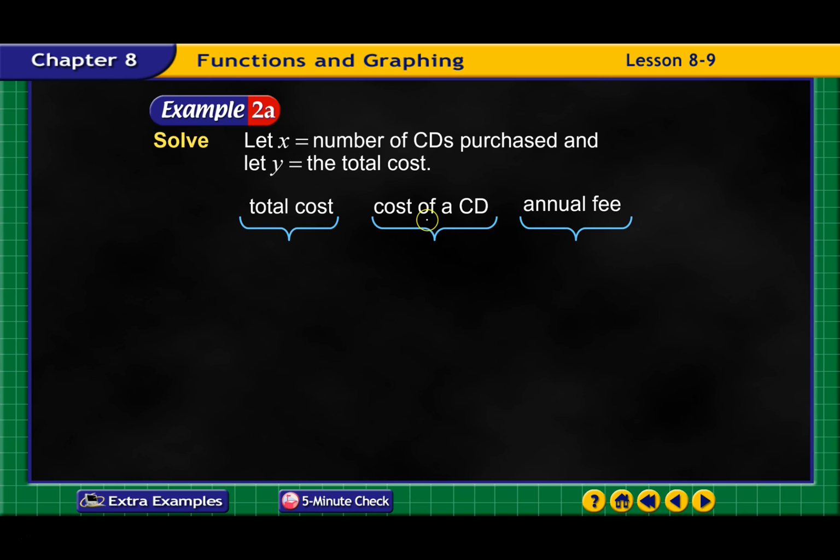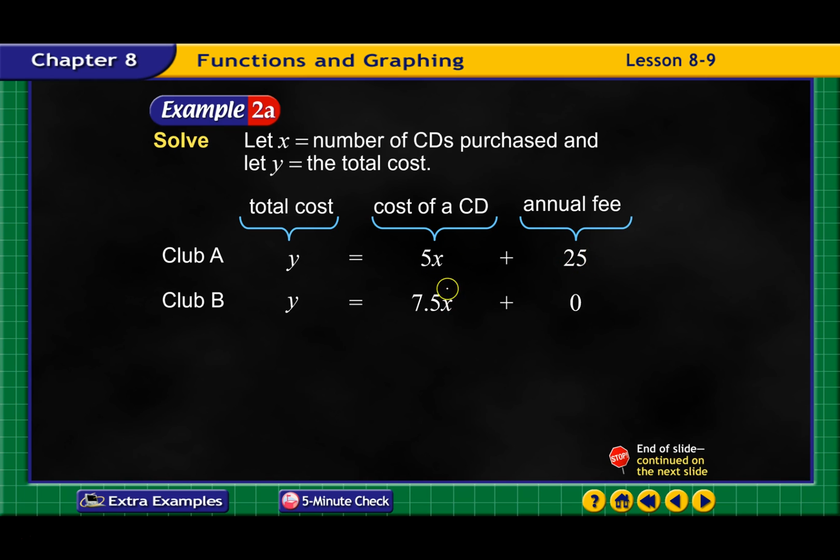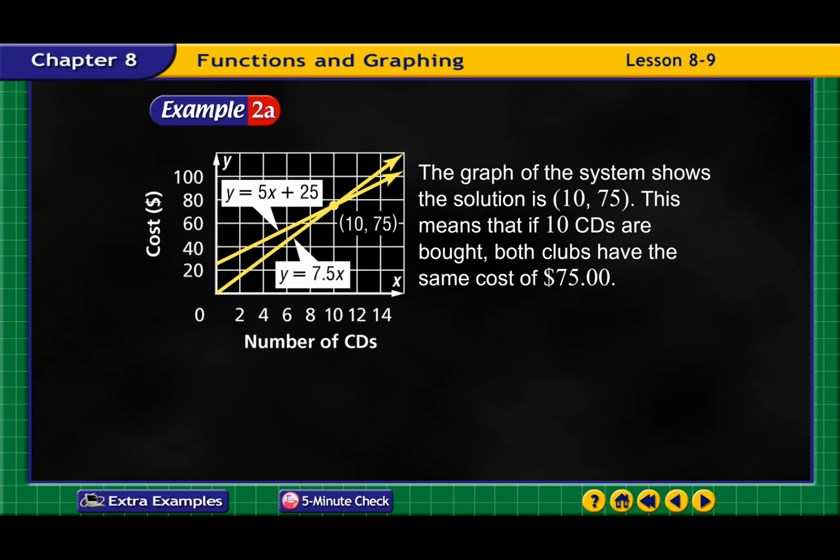So the total cost, cost of a CD, annual fee. One was $5, one was $7.50. So one is $5 a CD with a $25 annual fee. The next one is $7.50, and then no annual fee. Oh, they wanted us to just graph it. Even better. So graph the solutions.